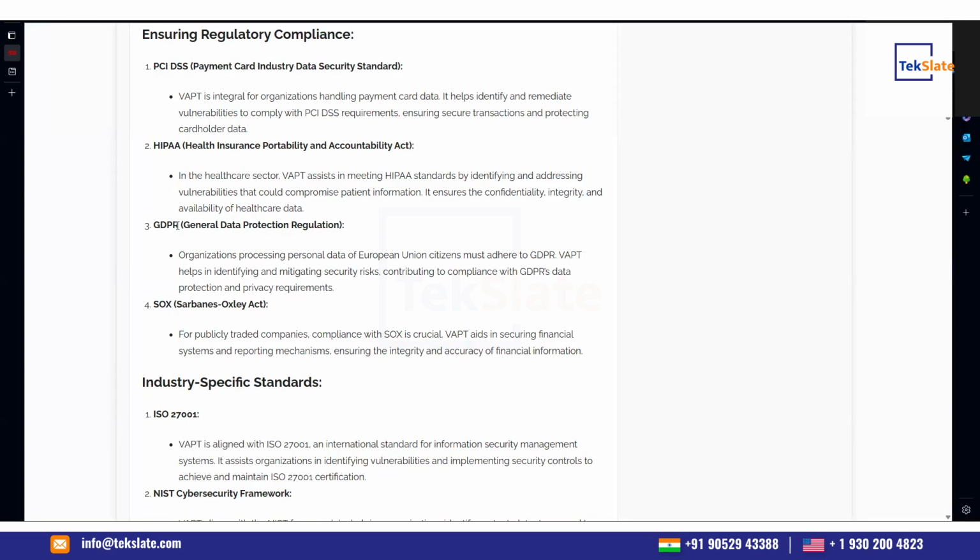Coming up to the next, which is GDPR, the General Data Protection Regulation. This is set by the European Union for the citizens of the European Union. Organizations processing personal data of European citizens must adhere to GDPR. VAPT helps in identifying and mitigating security risks, contributing to compliance with GDPR data protection and privacy requirements. So GDPR regulates the companies so they don't misuse that data and sell it to other organizations.